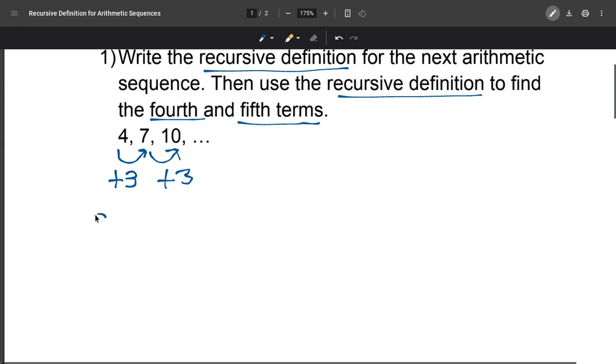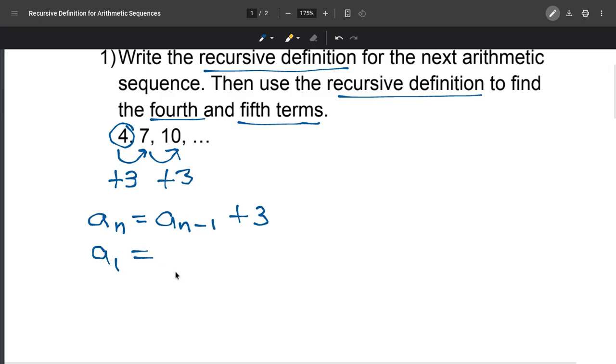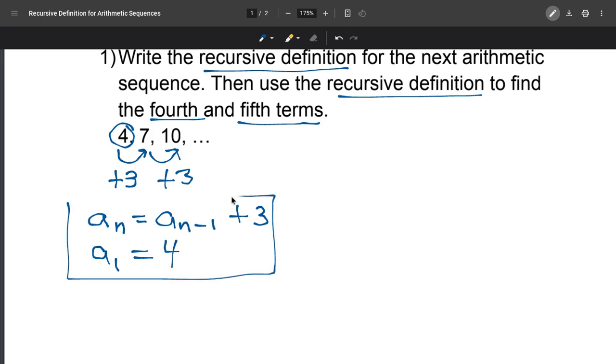So I can start by writing my recursive definition as a sub n, the nth term, equals a sub n minus 1, which is the term before it, plus 3. We also want to include the first term here in our recursive definition so we can tell what terms are in the sequence. So we're going to write a sub 1 equals 4. So this is my recursive definition here.